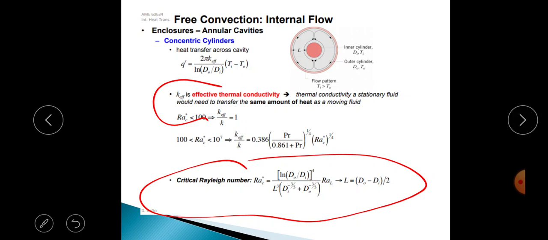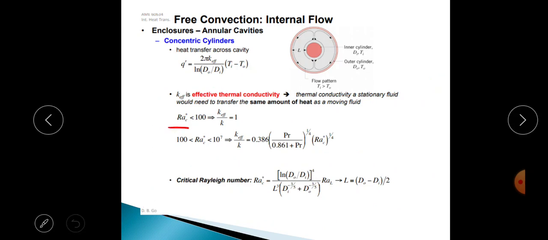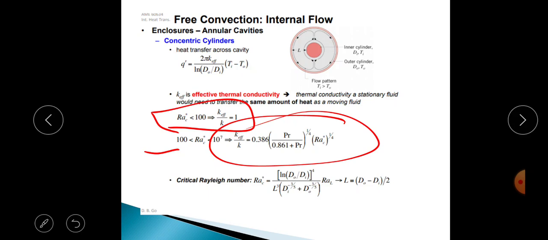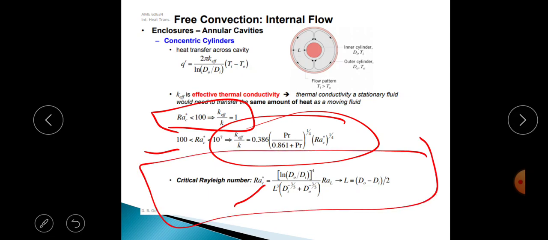So k_eff is the effective thermal conductivity, like the thermal conductivity a stationary fluid would need to transfer the same amount of heat as a moving fluid. So we get this like, Ra_c less than 100, which is k effective by k equals 1. Here, 100 less than Ra_c less than 10 to the power 7, so we get this relation. At last, the critical Rayleigh number Ra_c is defined something like this.